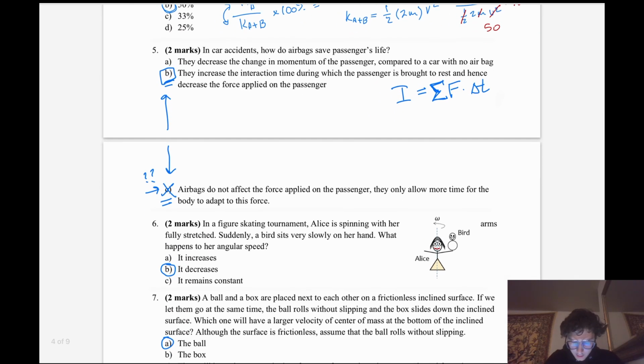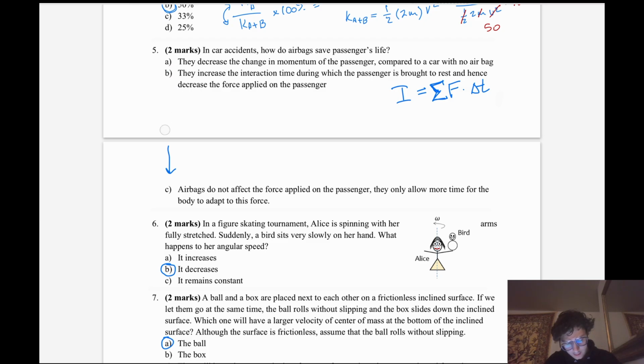In car accidents, how do airbags save the passenger's life? Oh, they decrease the change of momentum of the passenger compared to the car with no airbag. I don't think so. They increase the interaction time, which the passenger is brought to rest and hence decrease the force applied on the passenger. Airbags do not affect the force applied on the passenger. I think that's true. So I originally guessed this too quickly. They only allow more time for the body to adapt to this force.